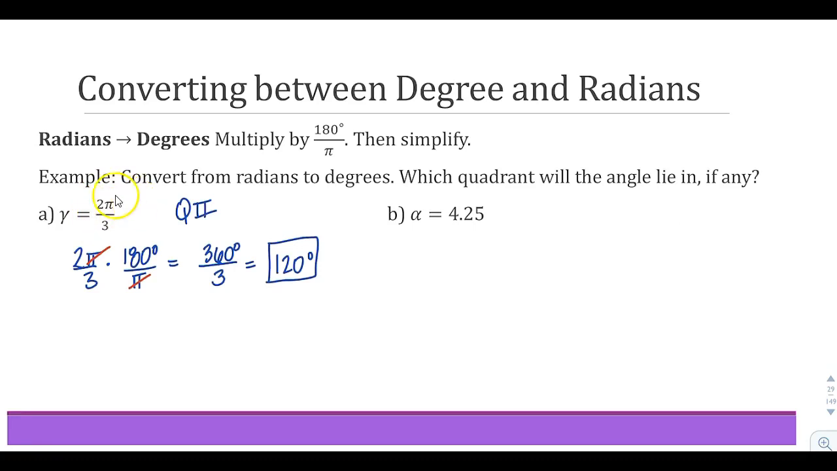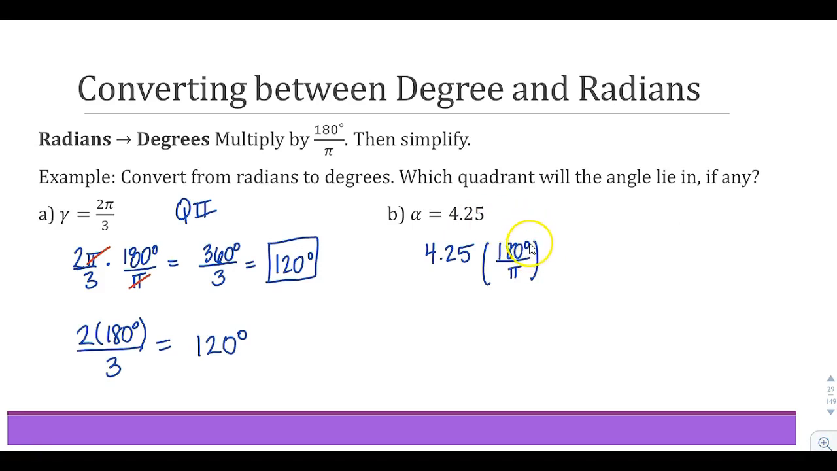So now, if our answer has a pi in it, the other way we can convert to degrees is to simply replace pi with 180 degrees. So another option was to take 2 times 180 degrees over 3, and we would still get 120 degrees as our answer. But we can see here in part B that we have 4.25, and this is in radians, right? It doesn't have a degree symbol, so it is in radians. So to convert this, we do have to multiply by 180 degrees over pi to introduce the units of degrees.